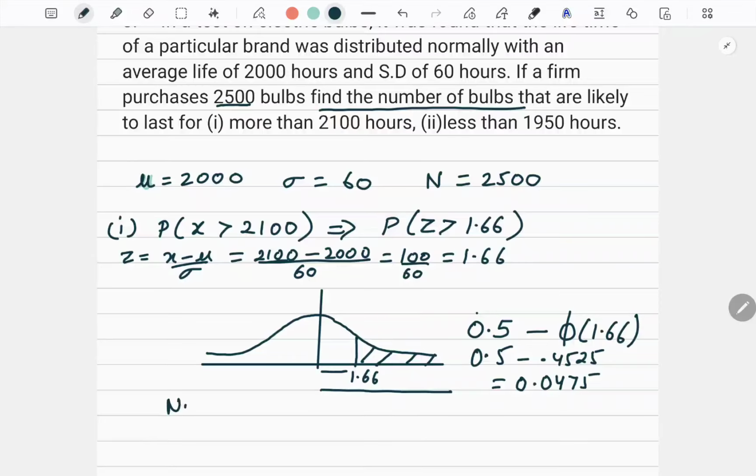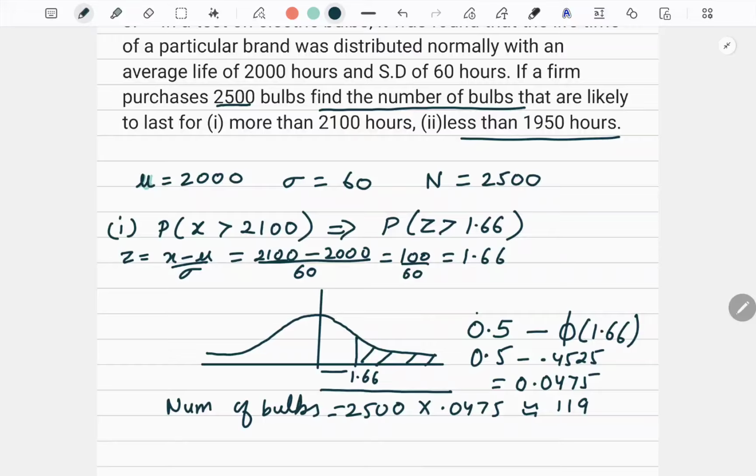Now, the number of bulbs is equal to 2500 into 0.0475. So this should be multiplied by 2500. It is giving me 118.7, which is almost equal to 119. Correct? Now, what is the second one? Less than 1950. So now let us try for less than 1950.